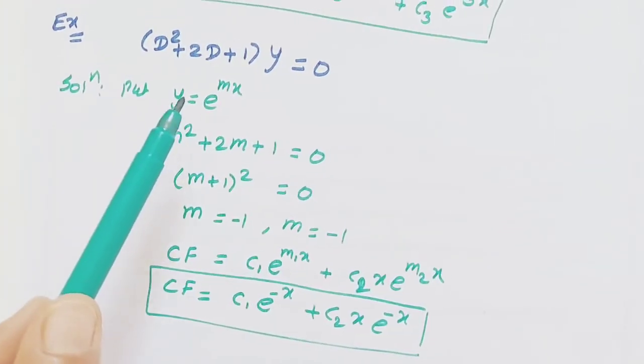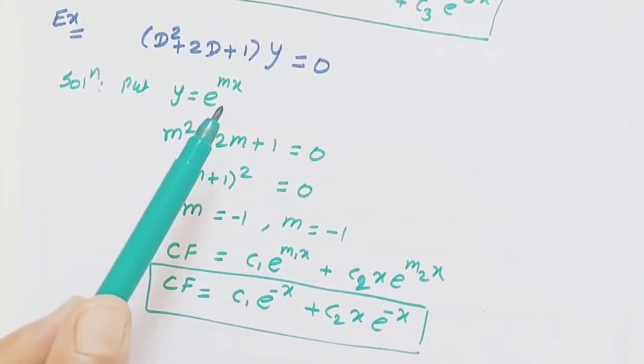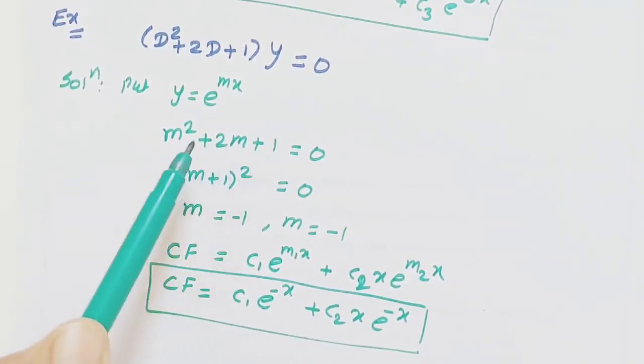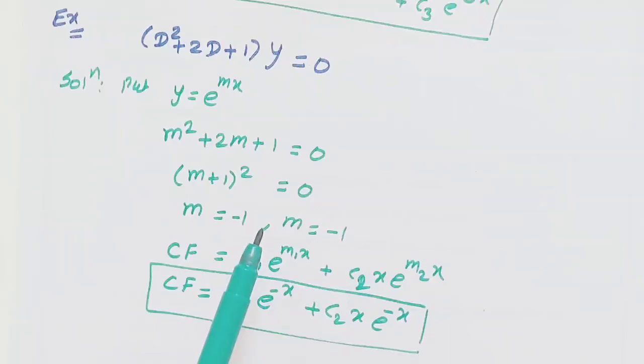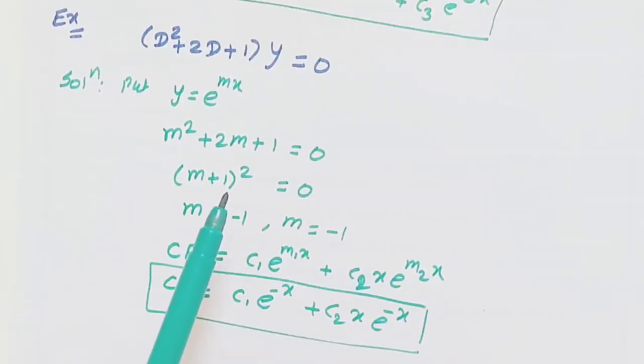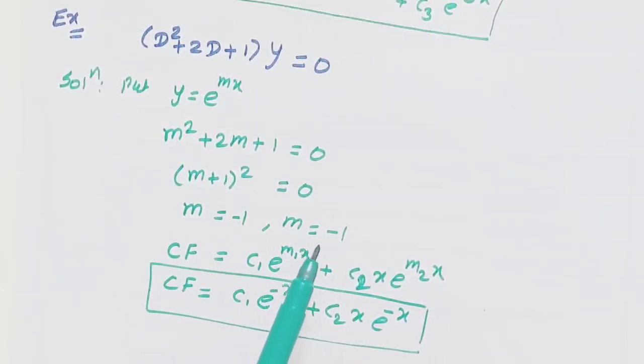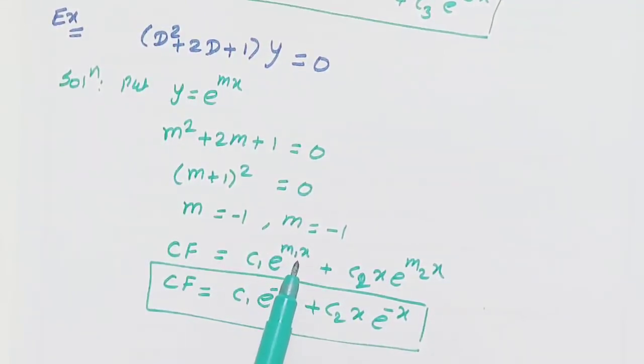In the second example, again we have to put y equals to e raised to the power mx, then we get this quadratic equation, and the roots of this quadratic equation are minus 1, minus 1. That means real and equal roots. If the roots are repeated, then for the repetition we have to multiply by x. So CF is C1 e raised to the power m1x plus C2 e raised to the power m2x, but m2 is repeated, so we have to multiply by x.